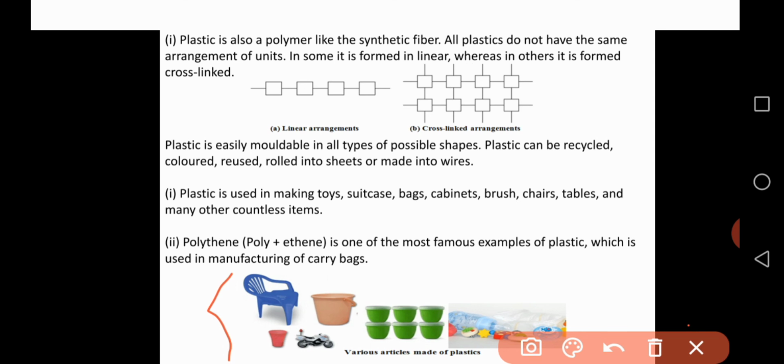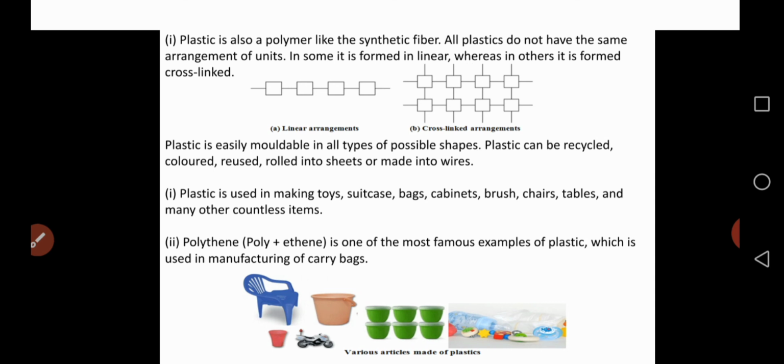Different shapes of chairs are there, buckets are there, plastic containers are there. We are using polythene bags, many toys, suitcases, and brushes, and those are also made of plastics. Plastic tables and many other articles are also there. So we use plastic in making many materials like toys, suitcases, bags, etc.